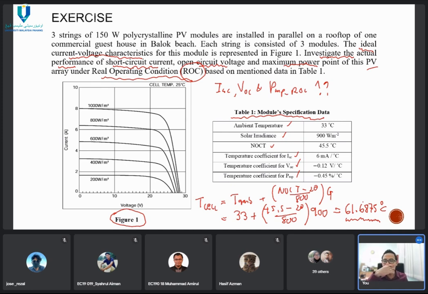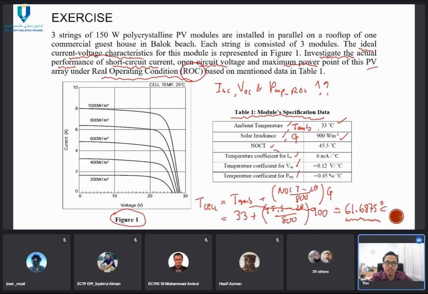TSTC is fixed already, 25 degrees C. But the first thing that you need to find is the T cell. Where can you get the T cell? Of course, from this equation, but these parameters are already given. We have the ambient temperature, T ambient, and the solar irradiance, G. And we have also the NOCT. It's given already. If the value of NOCT or the solar irradiance is not given, or both values not given, only ambient temperature.